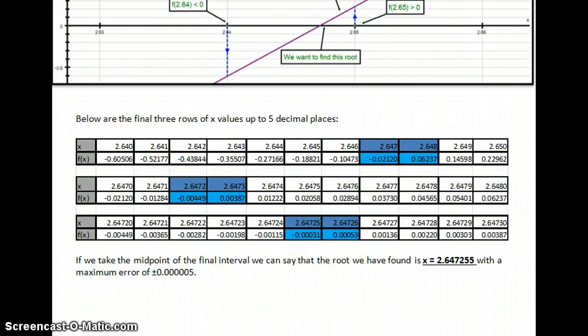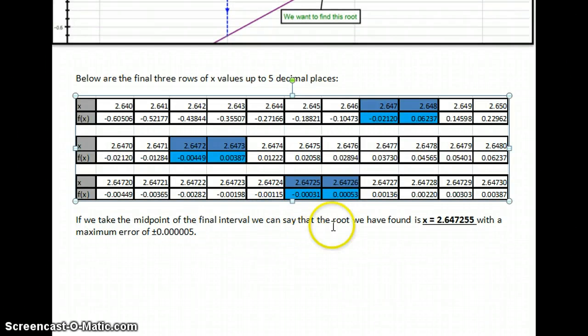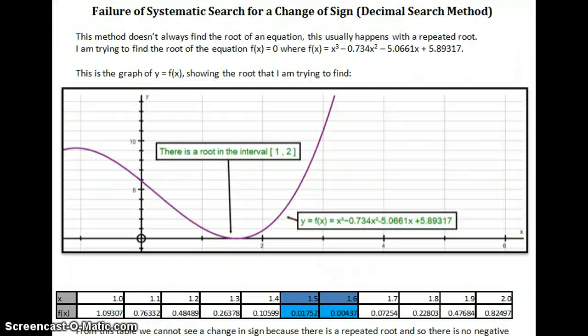We take the midpoint of the final interval, which is this one, and this is done by adding both x values together and dividing by 2. So doing this, we find that x equals 2.647255, and this is with a maximum error of plus or minus 0.000005. Sometimes the method doesn't always work, and this is usually when there is a repeated root.